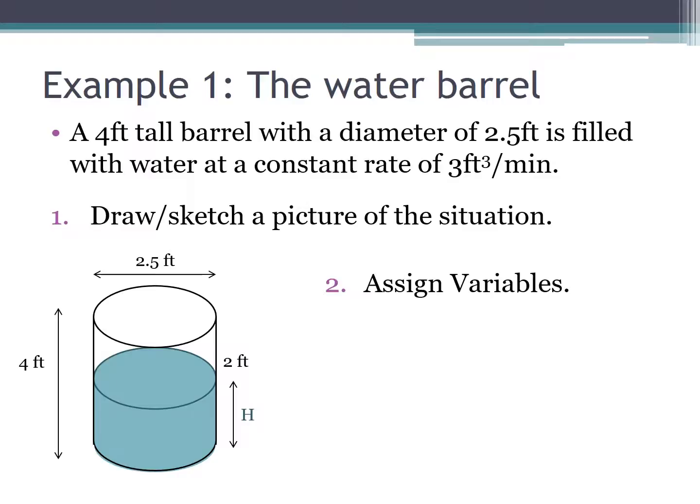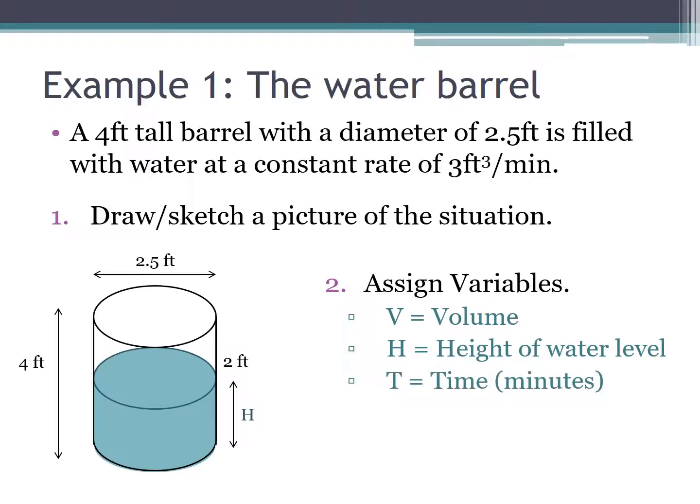Now we assign our variables. Since we're working with something like this barrel, we know that we're looking for volume. So we'll assign V for volume, H for the height of the water, and T for time. We'll do it in minutes.